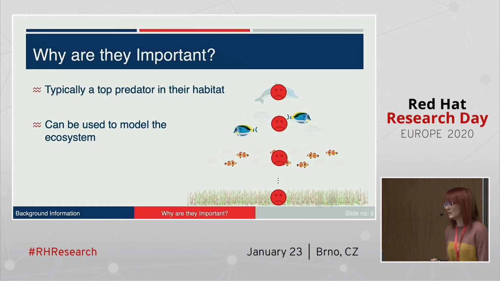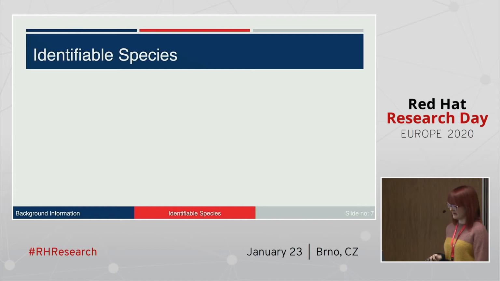This is really important at the minute, especially because of climate change. You need to see how the ecosystem's changing with the warming sea temperatures, and also with pollution, things like plastics and fertilizers and chemicals that are polluting the seawater. So how do I identify them?